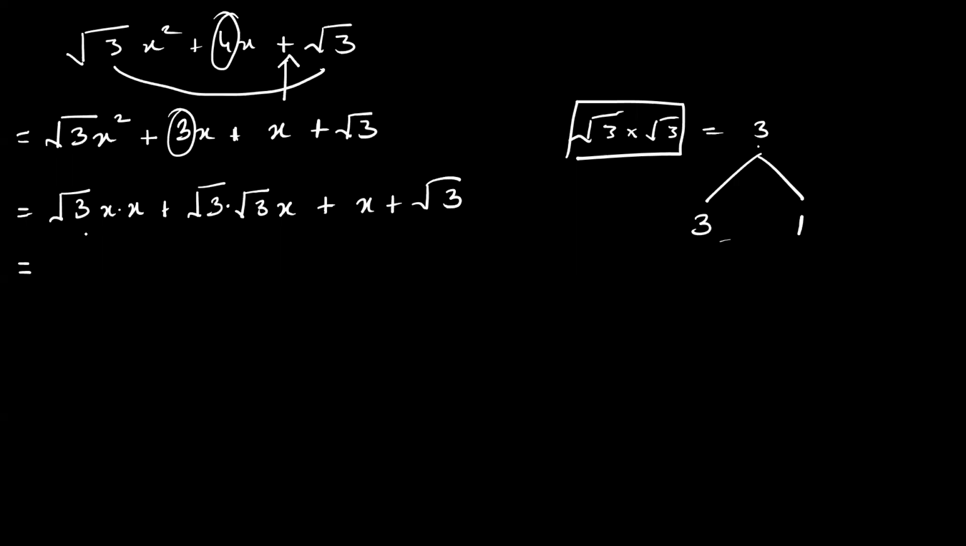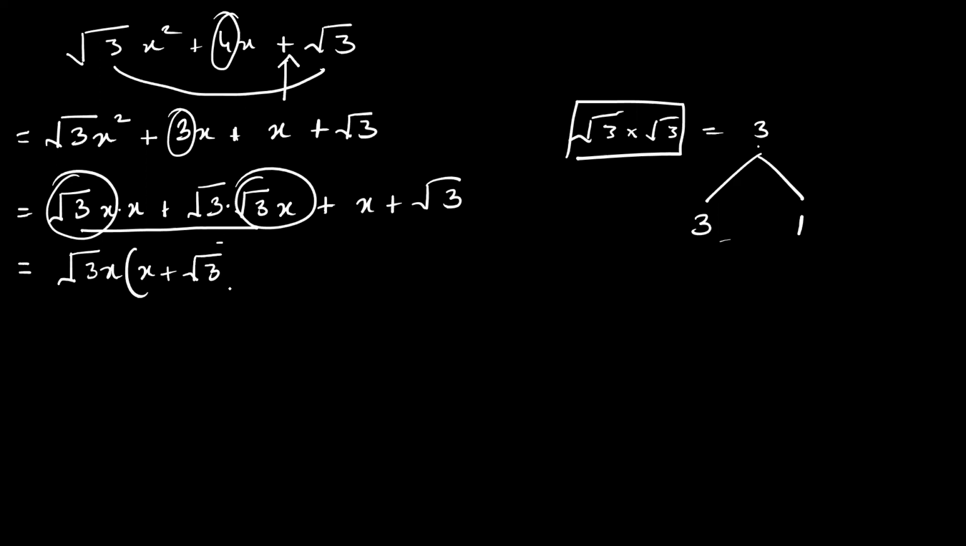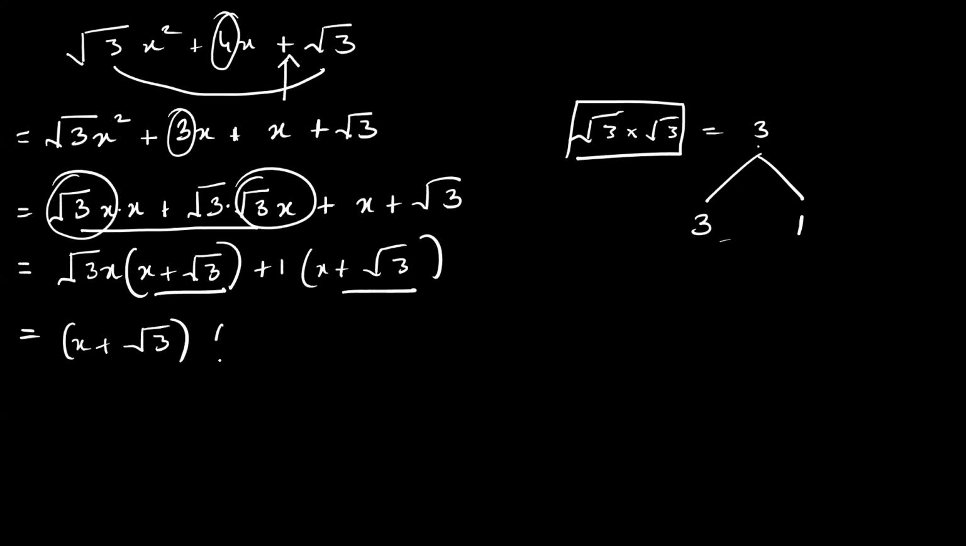If I compare in this group, I can see root 3x is common. So what remains is x plus root 3. In this group, there's nothing common, so I'll write 1 common, x plus root 3. This is the same bracket, so it will come outside. And root 3x plus 1.